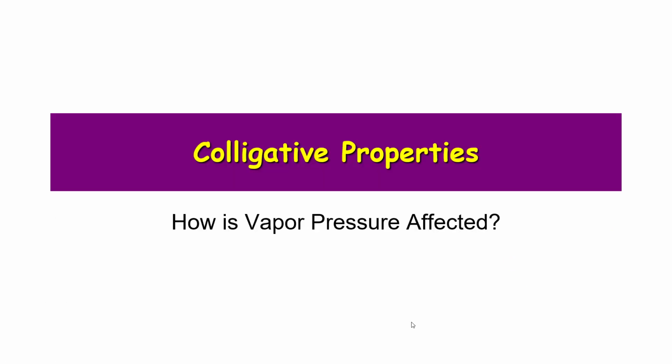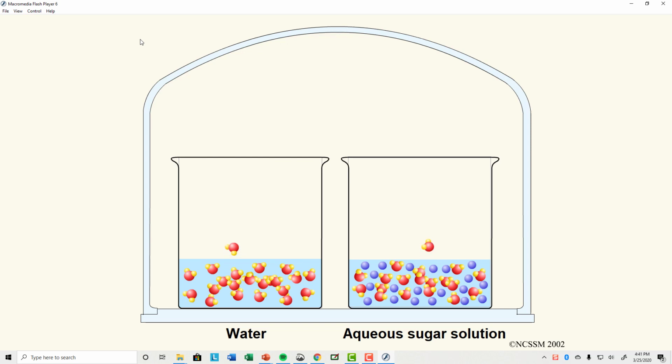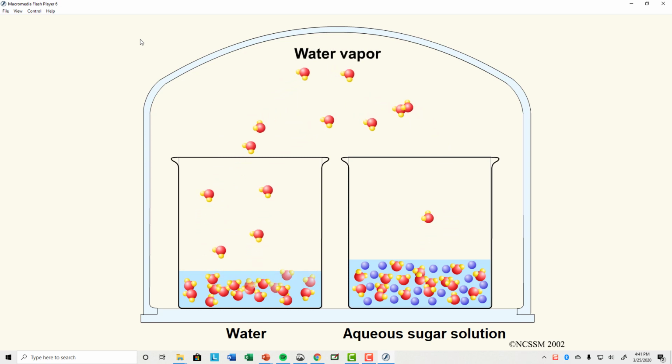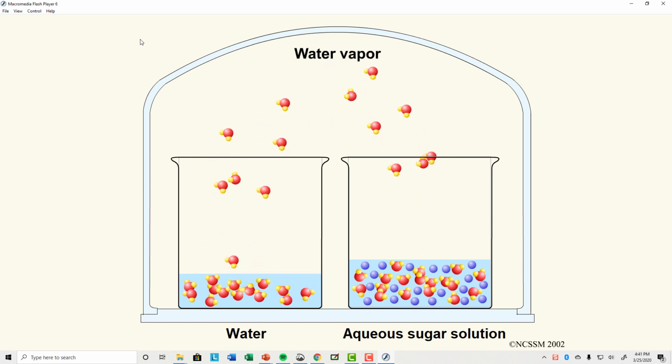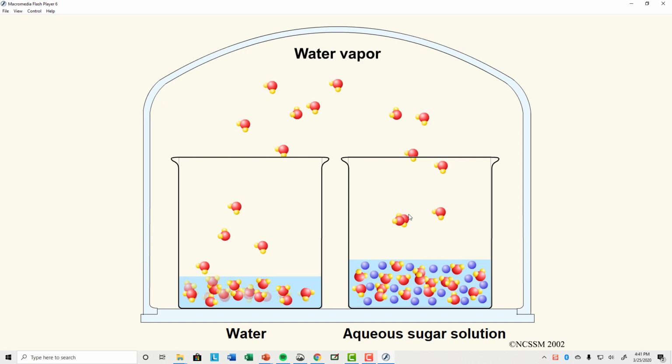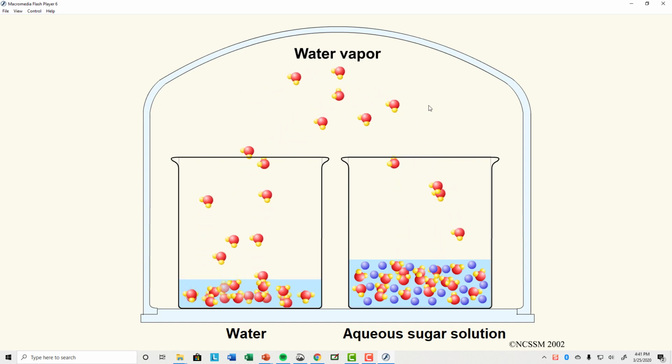Our last colligative property is vapor pressure, and what I want to do now is just talk through the changes that are happening on a particle level that is causing the vapor pressure to be depressed when you dissolve solute in solvent. If we look at this animation, the first thing we're going to see is, yes, the aqueous sugar solution and the water solution are both evaporating, but it is clear that the water solution is evaporating faster. The aqueous sugar solution is not evaporating as fast and is not producing as many particles into the vapor phase.